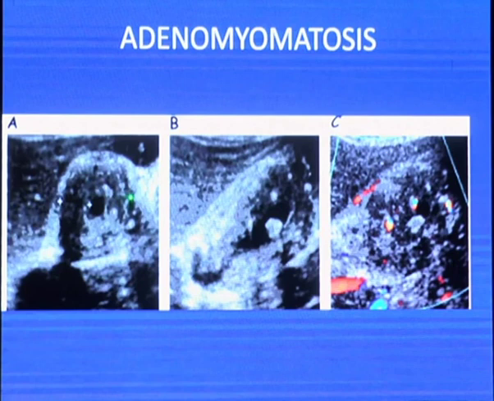Sometimes it may also present like adenomyomatosis. In this condition, gallbladder shows diffuse wall thickening, but it also shows echogenic foci, and these foci cause an artifact which is known as comet tail artifact on grayscale imaging and twinkling artifact on Doppler imaging. So this is a case of adenomyomatosis. Thank you. Any questions?